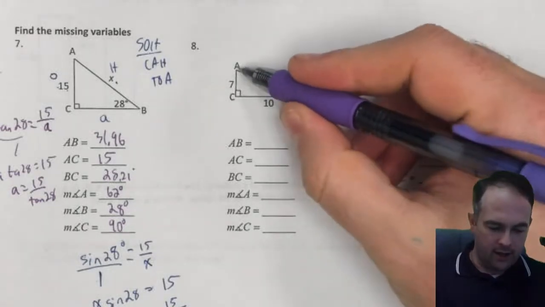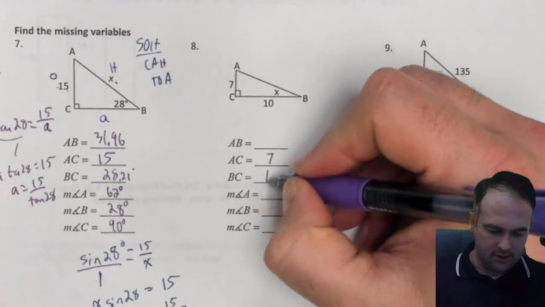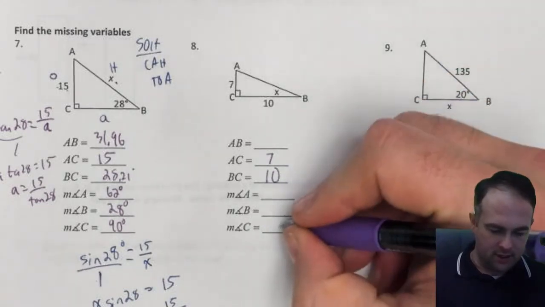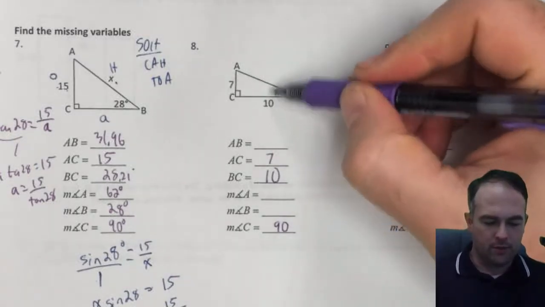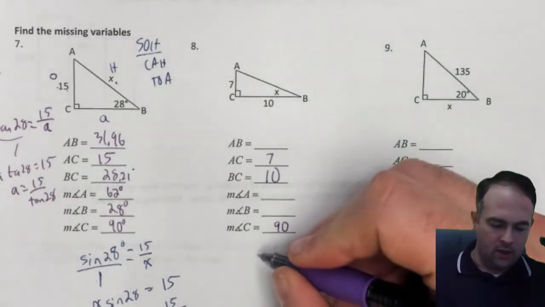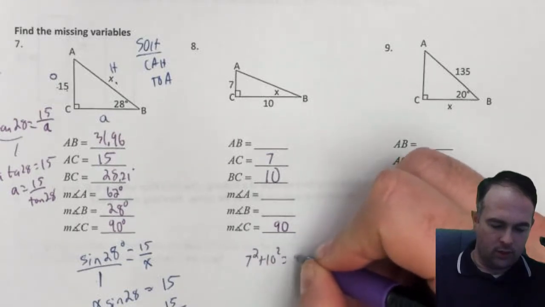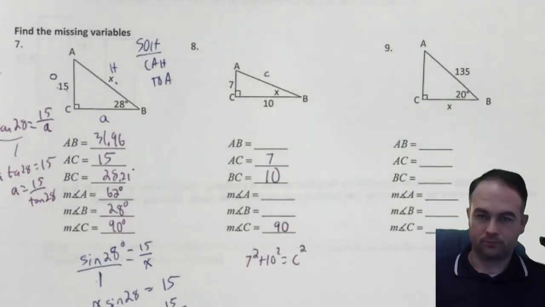So let's fill in what we have. AC is 7, CB is 10, and angle C is 90 degrees. Now, let's go ahead and run through the Pythagorean theorem to get AB. So we've got 7 squared plus 10 squared equals C squared. We'll make that one be C.